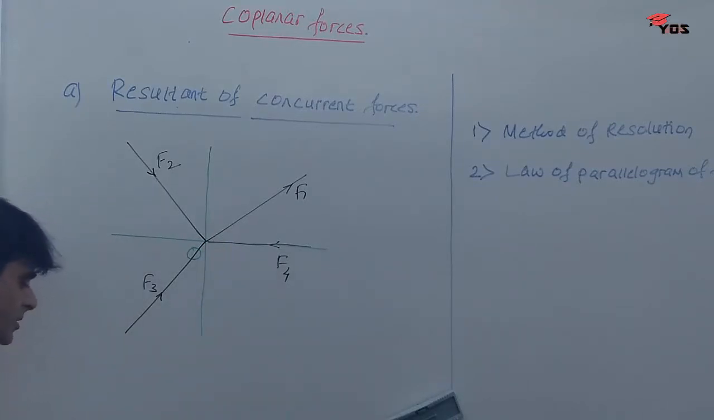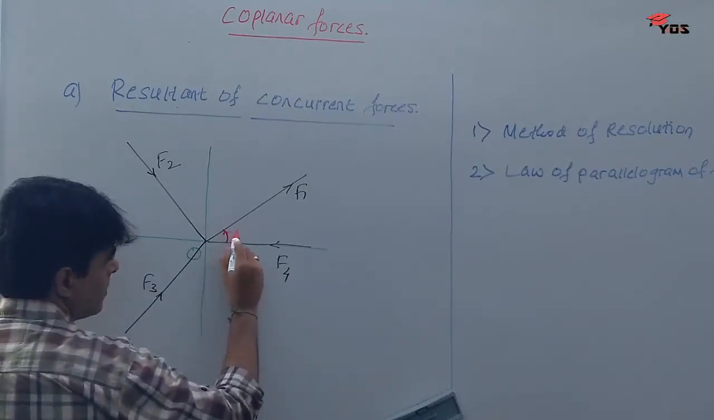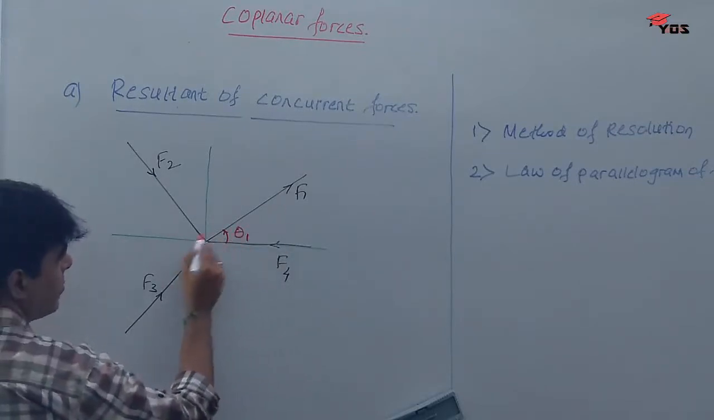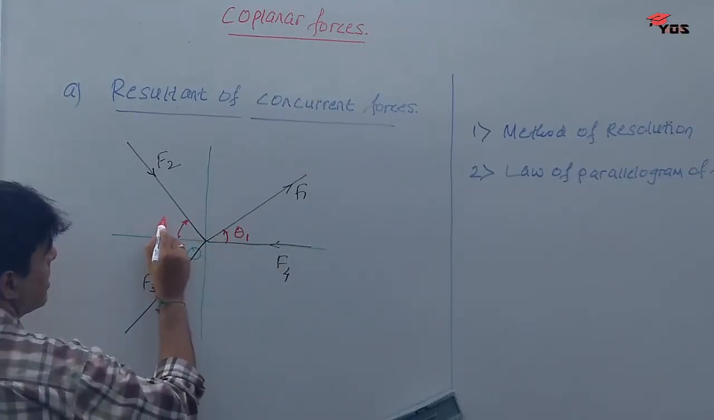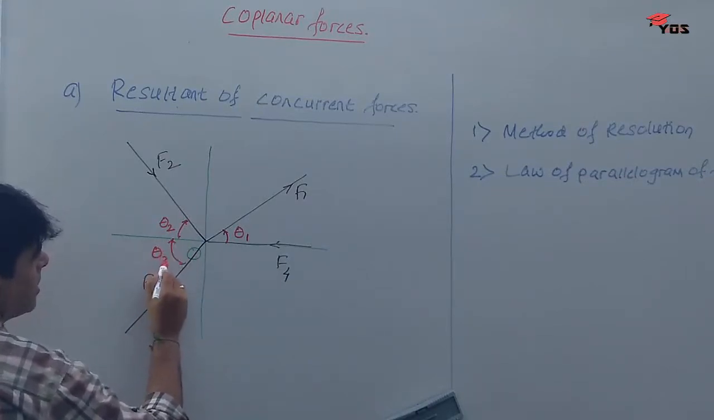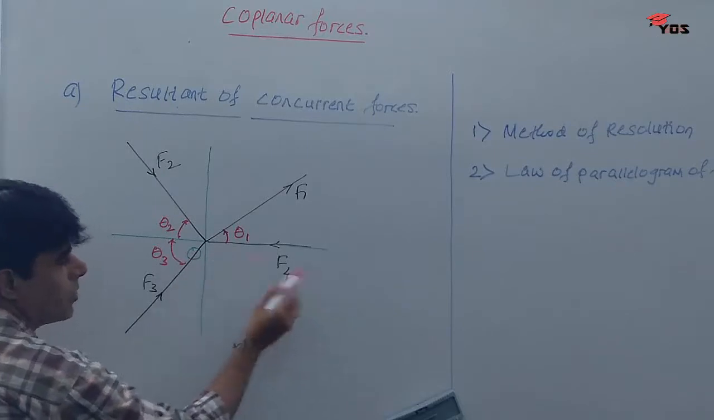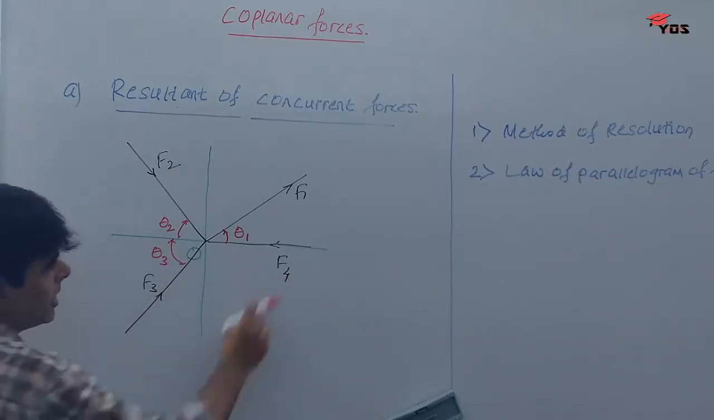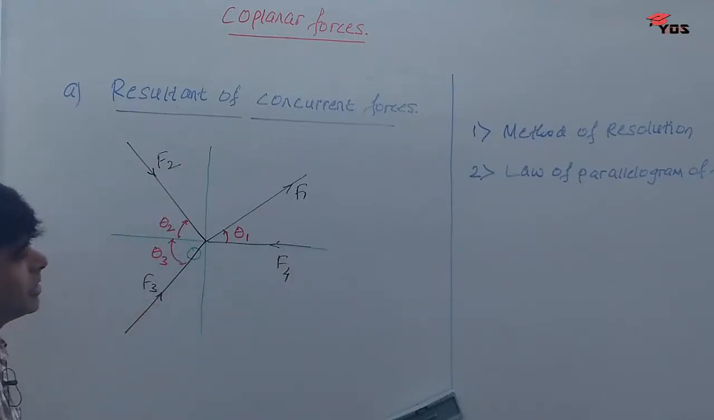So the very first thing is, you have to resolve the force, you have to show the resolution. Inclination is given. So theta 1 is inclination of F1 with horizontal, theta 2 for F2, theta 3 for F3, whereas F4 is horizontal. You know, when force is horizontal, then theta becomes 0. So now let us show all the resolution of forces.